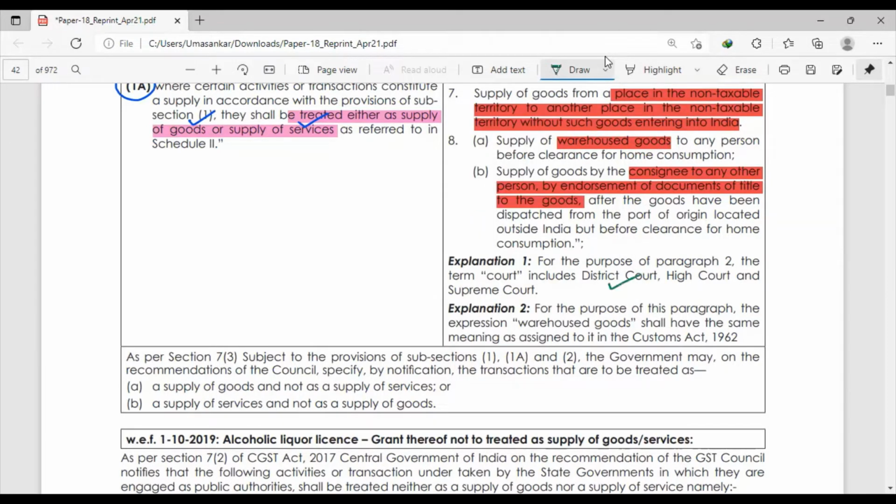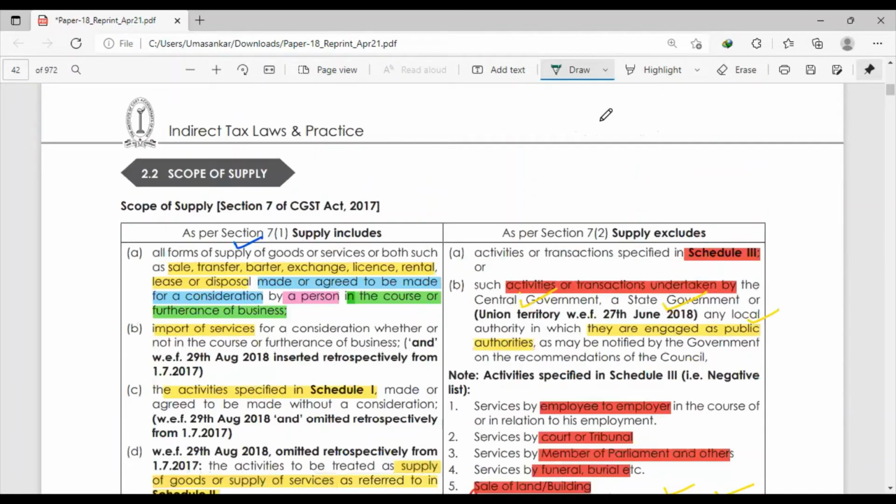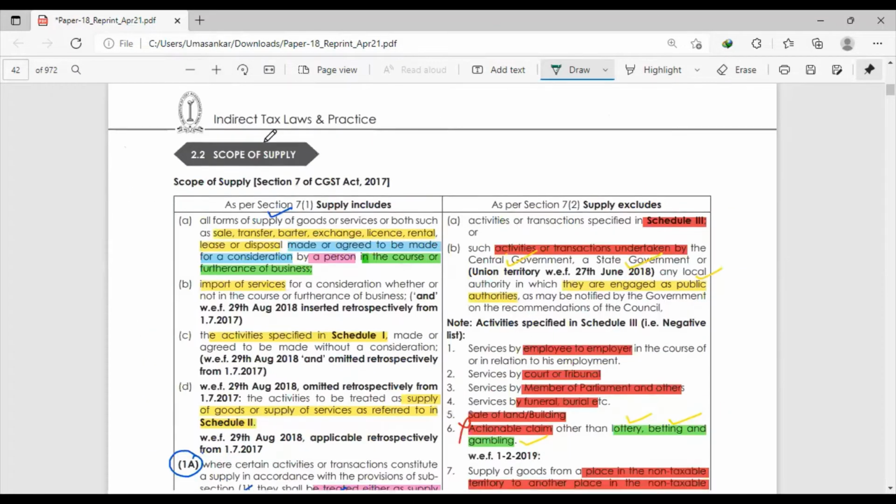So district court, high court, and supreme court. For the purpose of this paragraph, the expression warehouse goods shall have the same meaning as assigned in the Customs Act. Okay, we have a separate chapter on warehousing, and this will go under the definition. So I will just revise this. Okay, so it will help you a lot.